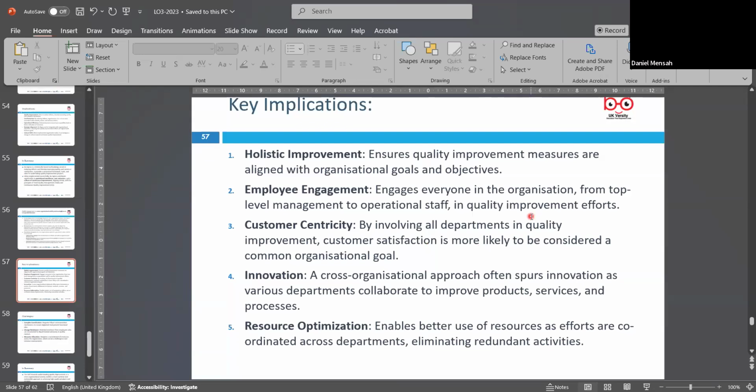When departments are working together, they are in a better condition to come up with innovations, innovation in your products or services. And when you're working in teams in collaboration, you can come up with ideas.